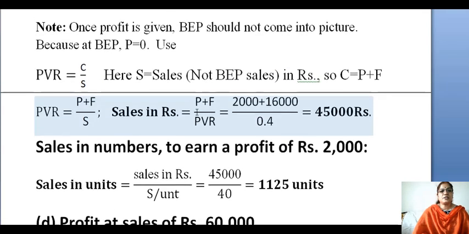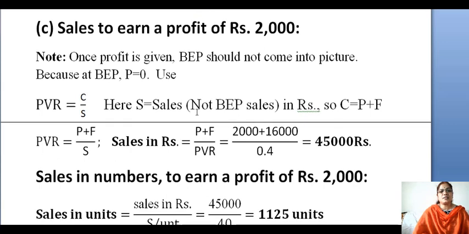Next, coming to the next part of it, what is the sales to be done to earn a profit of rupees 2,000, he says. Whenever profit is considered, it's understood sales is not referred to BEP sales but other than BEP sales. More than BEP sales in particular, because there is a profit. If there is a loss, then it will be less than BEP sales. So that note is given here. Use the same mantra, but here S is equal to sales and hence C should be equal to P plus F.